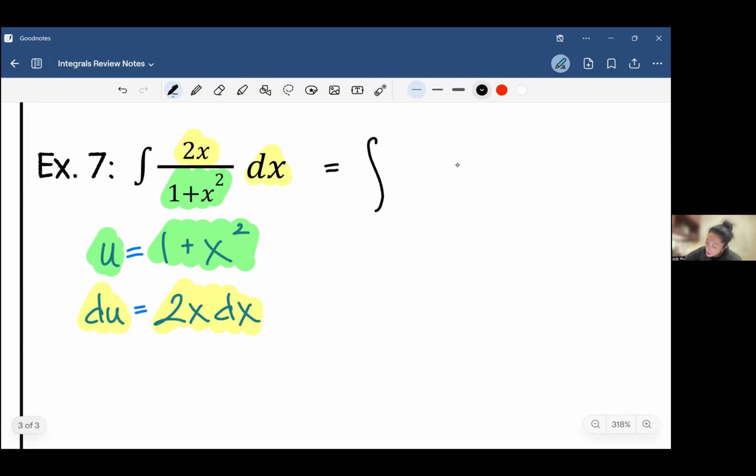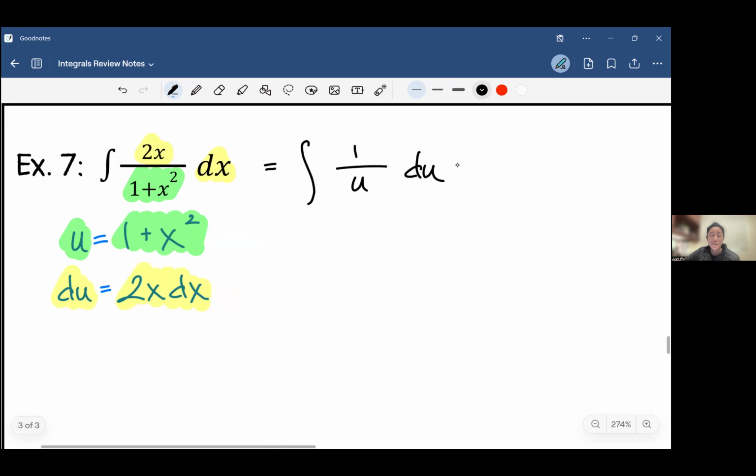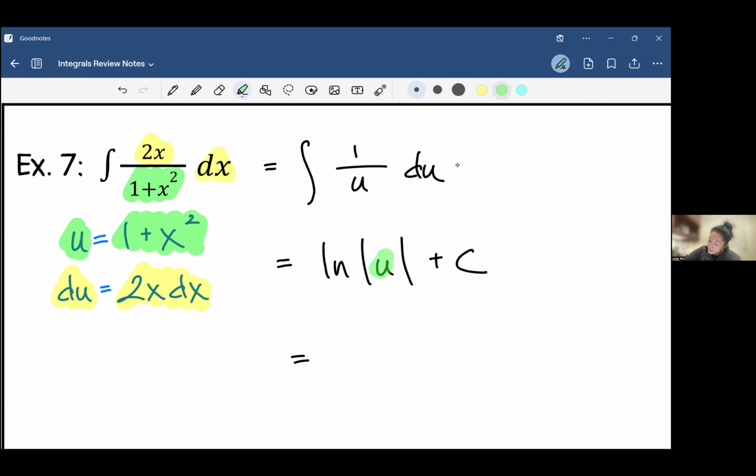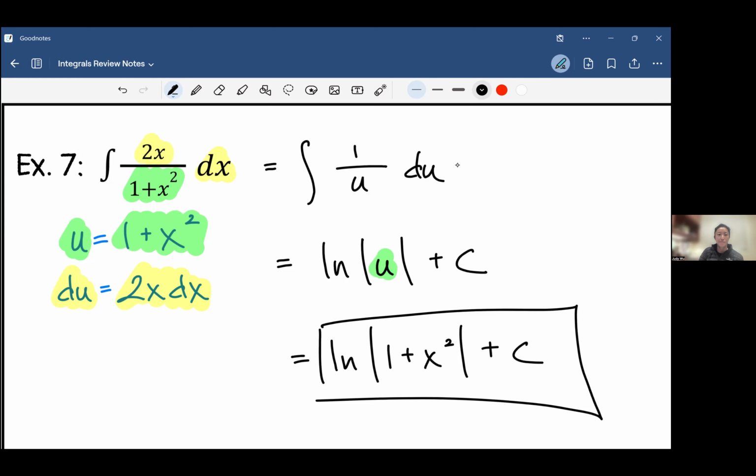So the integral of 1 over u du. All right, I really do love those natural logs because this is, again, the one time we're not going to use power rule. Integral of 1 over u is the natural log of the absolute value of u. And I got to be polite. Everywhere I see the u, I'm going to put back in what I started with. So natural log of 1 plus x squared in absolute values plus c. Pretty classic u substitution kind of problem.